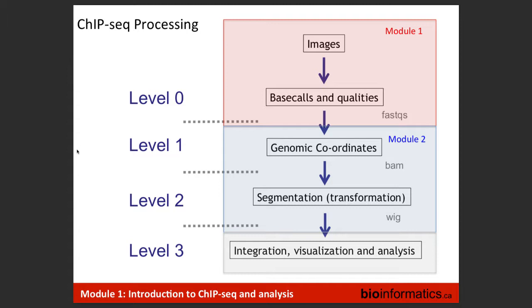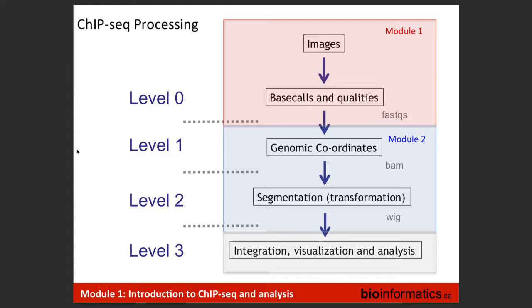Okay. So now we're going to get into a little bit of the bioinformatics side of things. This is a kind of cartoon of how one might think about ChIP-seq processing. There are two modules here. Module one is where we'll start, looking at the base calls and quality of the data that's emerged from the sequencing platform. You are going to run FastQC to do that on ChIP-seq data in module one. Module two then takes that data and generates alignments to the reference genome, and the standard file output of that is called the BAM file.